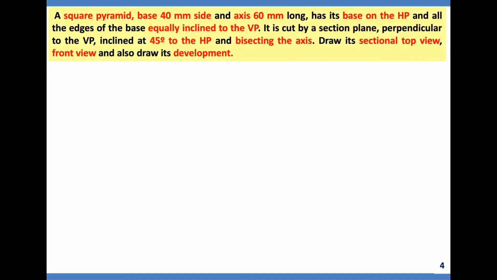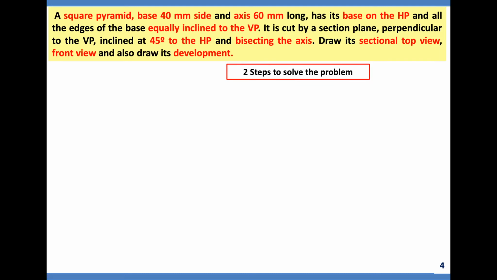Let me take another problem. A square pyramid, base 40 mm side and axis 60 mm long, has its base on the HP and all the edges of the base equally inclined to the VP. It is cut by a section plane perpendicular to the VP, inclined at 45 degrees to the HP and bisecting the axis. Draw its sectional top view, front view, and also its development. After understanding this problem, we have to start doing the solution.